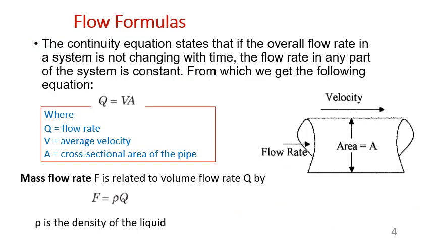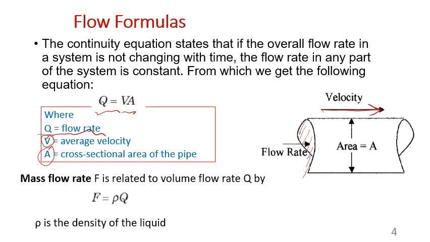In the flow formula, if the flow rate in a system is not changing with time, we can write the flow rate as Q equal to V into A, where Q, of course, is the flow rate as mentioned earlier, V is the average velocity, and A is the cross-sectional area. So again here, I can consider the flow rate as Q equal to the cross-sectional area of the pipe multiplied by the velocity.